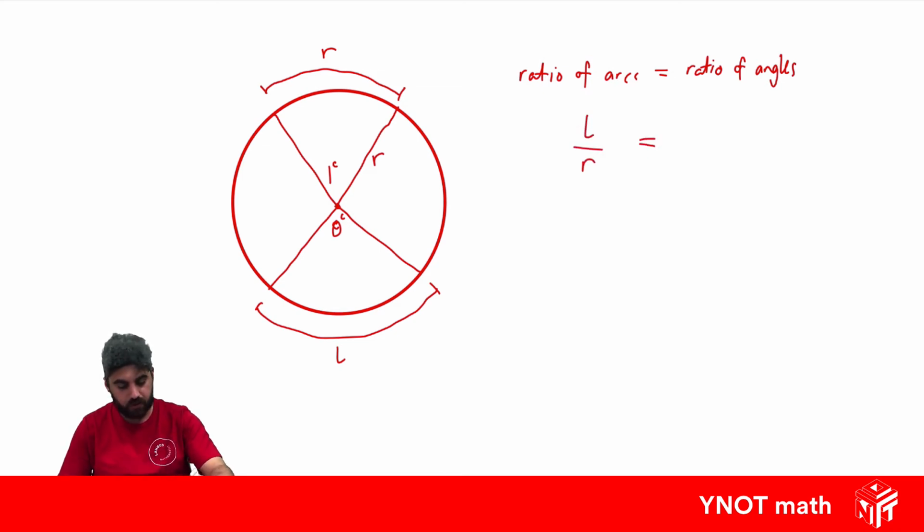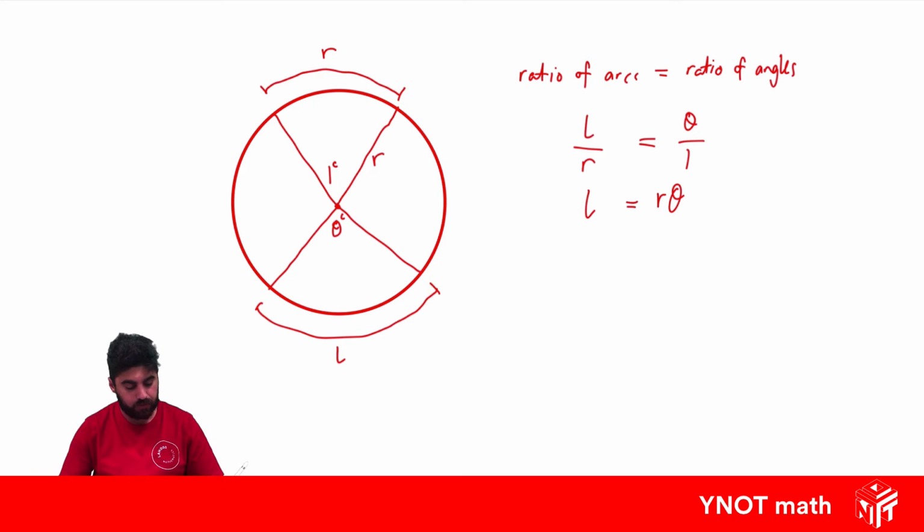And what was the angle of the big arc? Well, that was theta. We didn't know it. And the angle of our arc length of R was equal to 1. So we'll put it over 1. Let's multiply both sides by R. And theta over 1 is just theta. So we're just going to get L equals R theta to actually define our arc length.